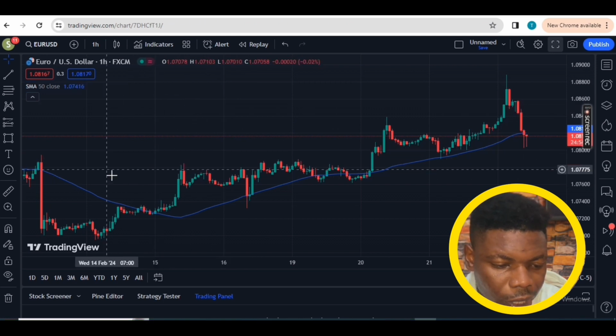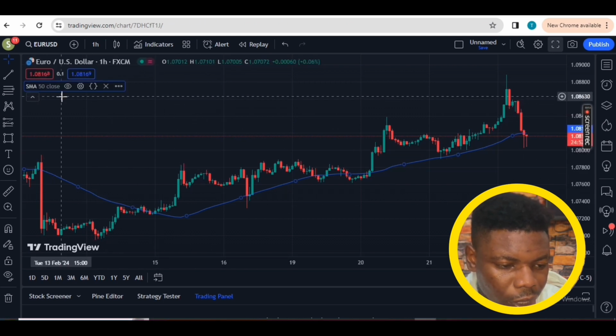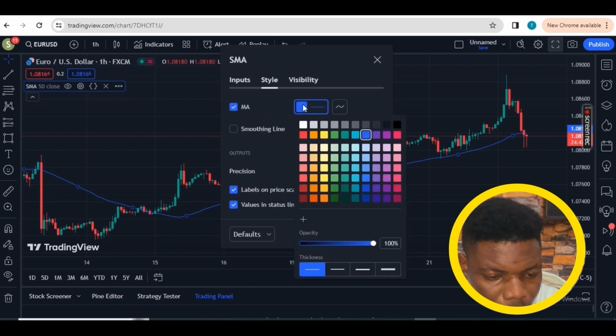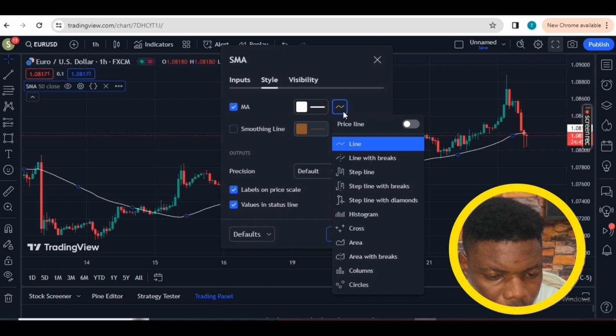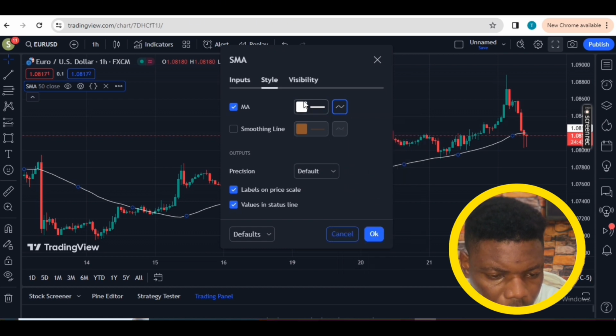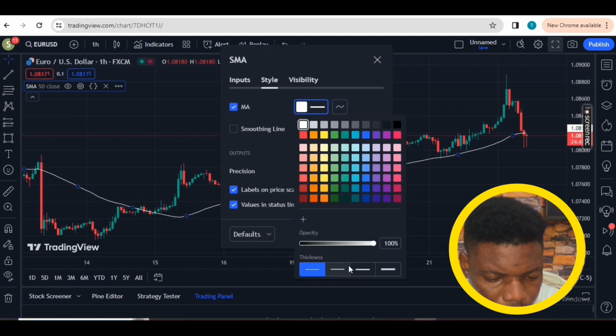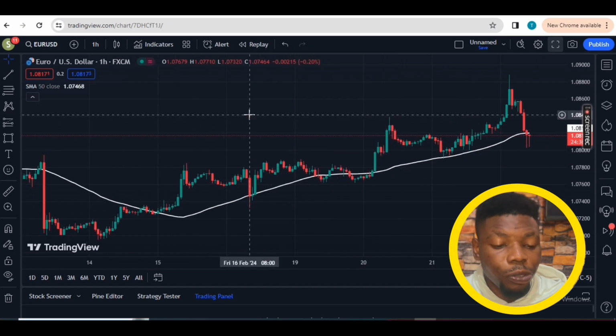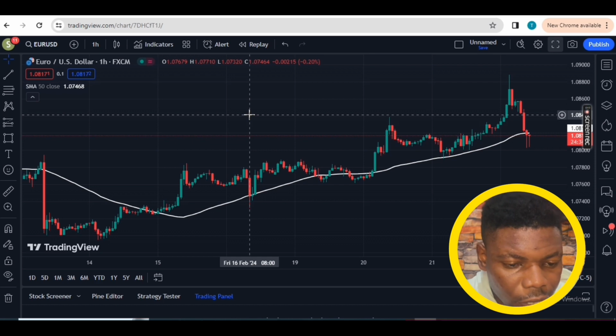Then you can change the color. I would like to change this to white so that we can see it better, because we are using a black background here. Let's make it thicker. Yeah, perfect. So the other indicator we'll be adding is the stochastic indicator.